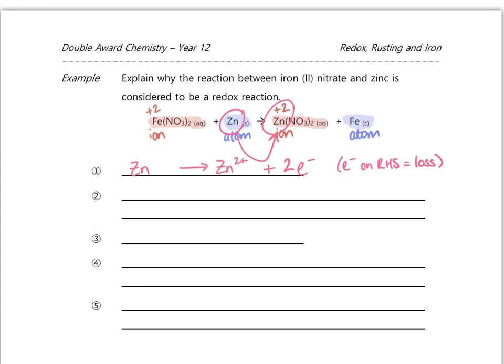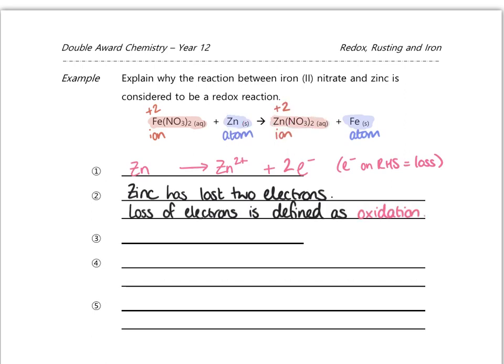Then we need to explain this half equation in words. So what has happened to our zinc? Zinc has lost 2 electrons. What does that mean? What is the loss of electrons? Then we need to think what is happening in terms of the iron. So we can see on the left hand side that iron is an ion with a charge of +2. And on the right hand side, iron is an atom with no charge.